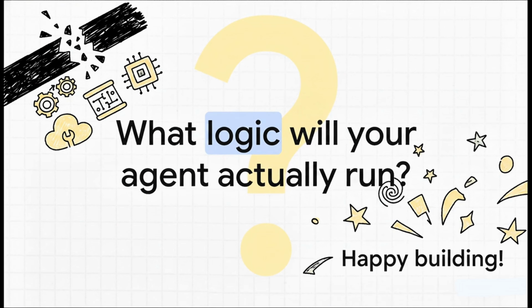So we've completely removed the roadblocks, right? No more context switching, no more manual manifest files, no more setup headaches. The infrastructure is simply automated. So I'll leave you with this question. Now that you don't have to waste time figuring out how to register it, what incredible logic is your agent actually going to run? Happy building, everyone!